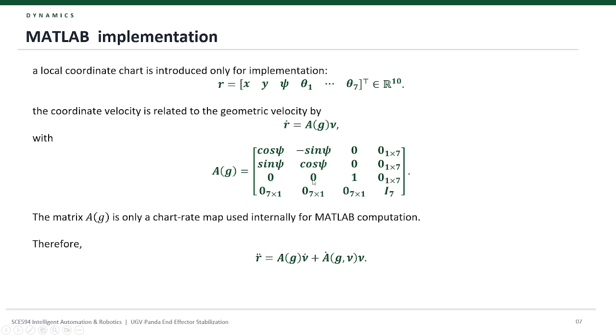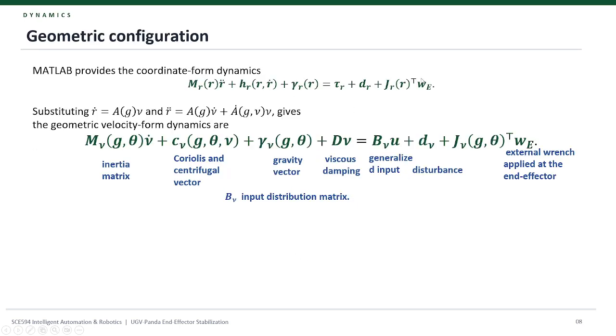So this is only the transformation from spatial to body, and the joint part is the identity. So this is basic, simply like this. From these two equations we got V and V dot, to convert the system dynamics to the new form, and that is the equation that we used.